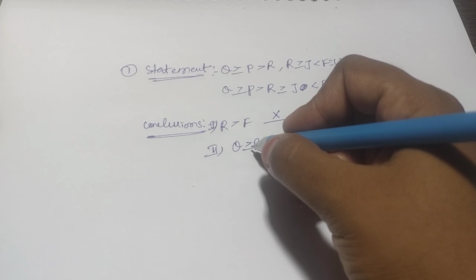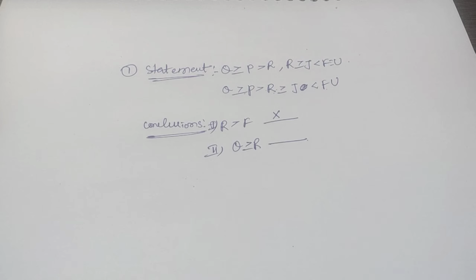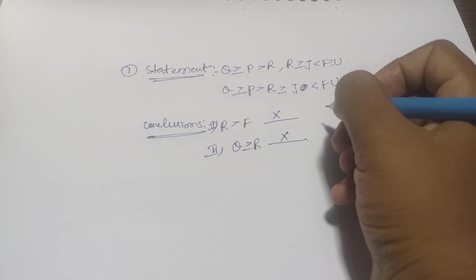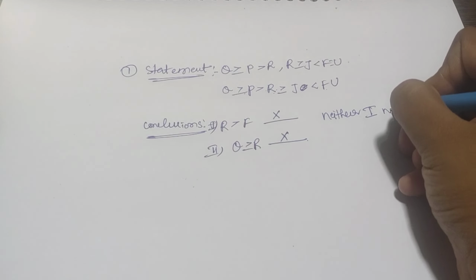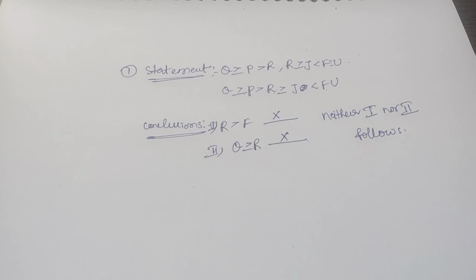Now Q is greater than or equals to R. Q is here, R is here. Greater than or equals to, greater than. But here if Q is greater than R, then it will be correct. Now here Q is greater than or equals to R. Now we have to consider the common symbol between Q and R. Here what is the common symbol? Greater than. So Q is greater than or equals to R is also wrong. Here what is the answer? Neither 1 nor 2 follows is the answer for this particular question.